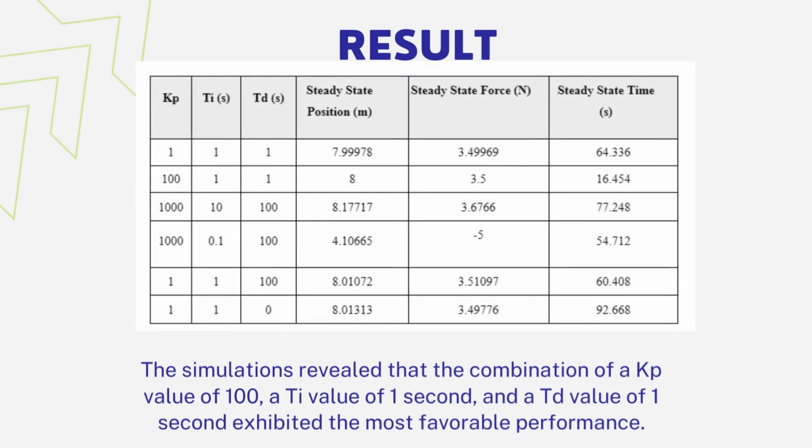By varying the proportional term, integral term, and differential term values, we can obtain various steady-state times and forces. After various parameters, it is found that a proportional term value of 100, an integral term value of 1 second, and a differential term value of 1 second exhibited the most favorable performance compared to all other sets.